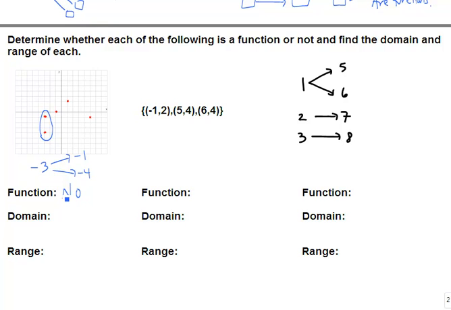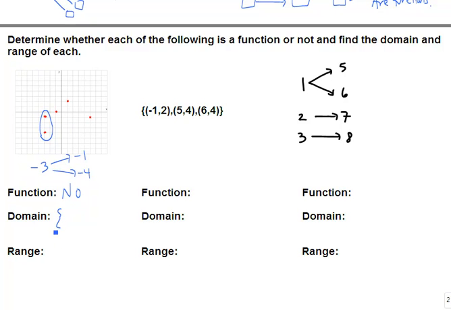To list the domain, what we're going to want to do is list all of the x coordinates that got used here. And since there are only 4 different x values that got used, we're going to list this as a set.